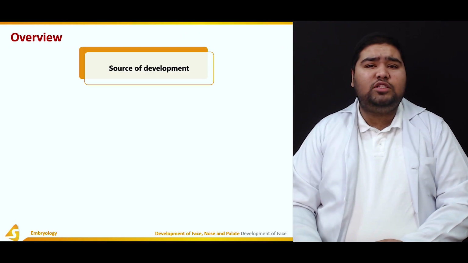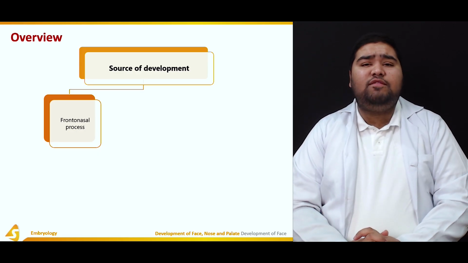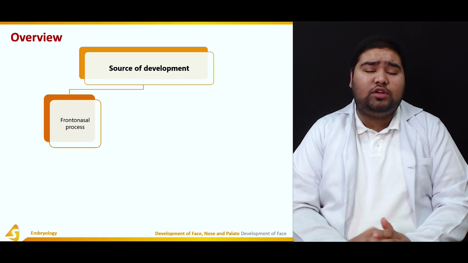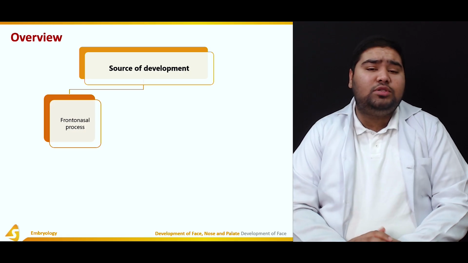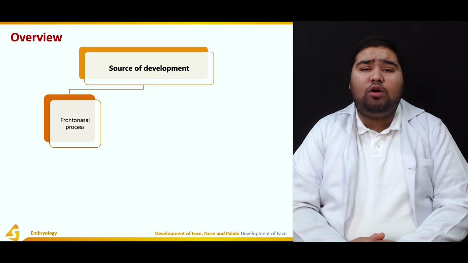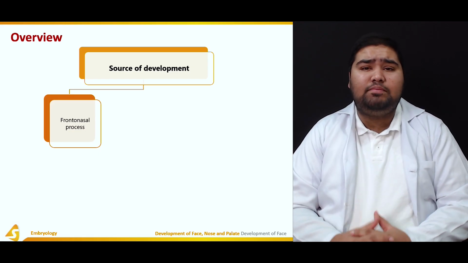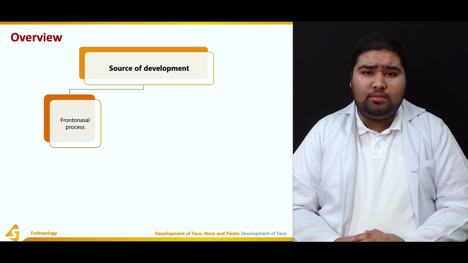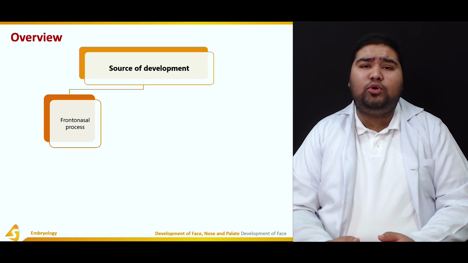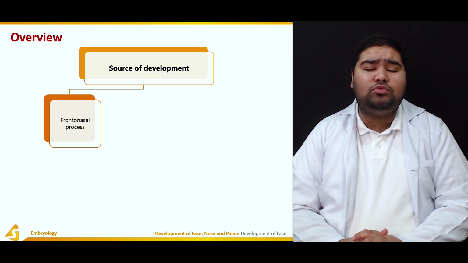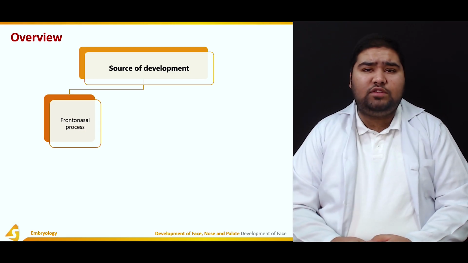So first of all, we have the sources of development of the face. There are actually 5 swellings that appear in the region of the old stomodium. Primordial stomodium is a word that would be used again and again in the slide. It's the opening of the mouth in the human embryo. The site of adult mouth is known as stomodium. However, it is not in its adult form at this point in time. At this point in time, it's just a circular round opening, and it is in a primitive state, so it is known as the primitive stomodium.